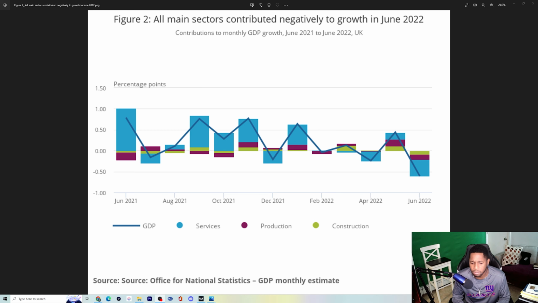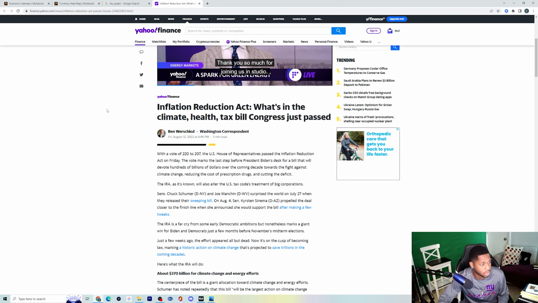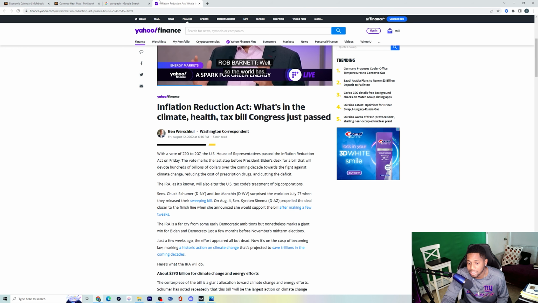Governments make money by taxes and borrowing debt from other people. The Inflation Reduction Act is basically made to fight climate, health, and tax bill Congress just passed. So Congress just passed it, and Biden has to basically sign it this week. So when you look at things like this, we're trying to actually fight inflation.